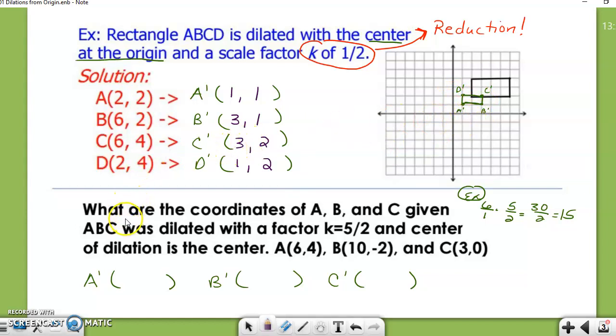Without the graph, I still follow the same procedure of multiplying with my scale factor. So now I've got coordinates of A, B, and C that are given, and it's dilated with a scale factor of 5/2, and the center of dilation is the origin. When it says the center, it means the center of the XY coordinate plane, which is going to be 0, 0, the origin. Now, I want you to pay attention. 5/2 is greater than 1, so this is an enlargement.